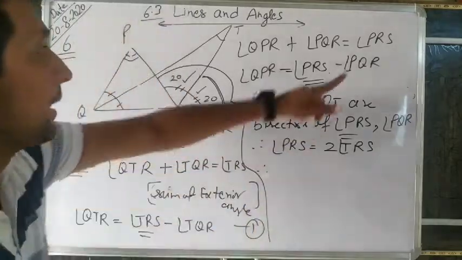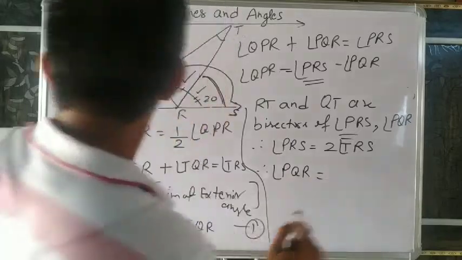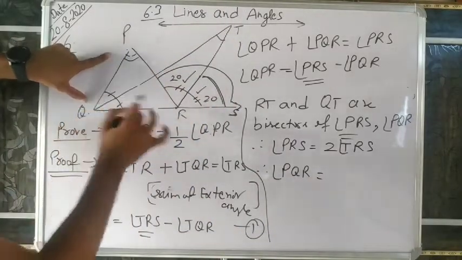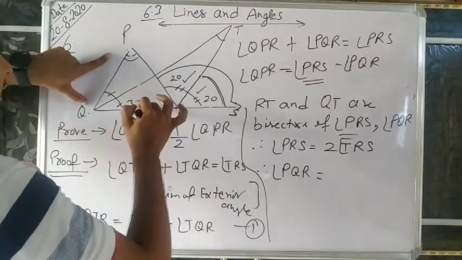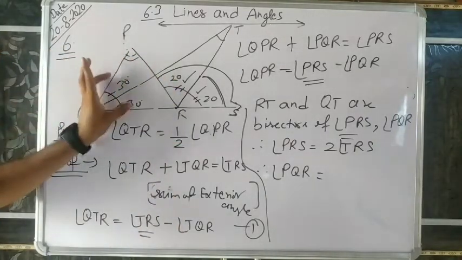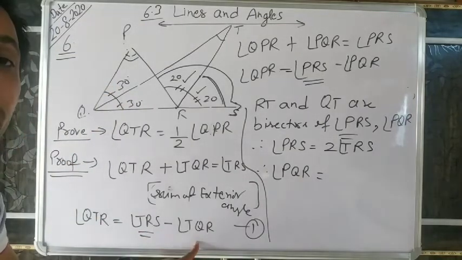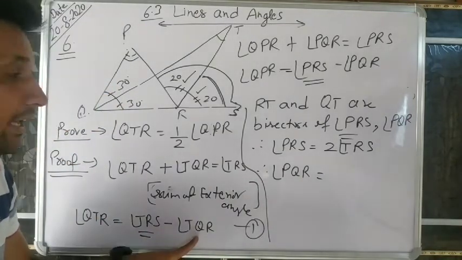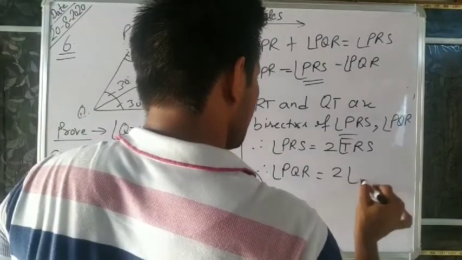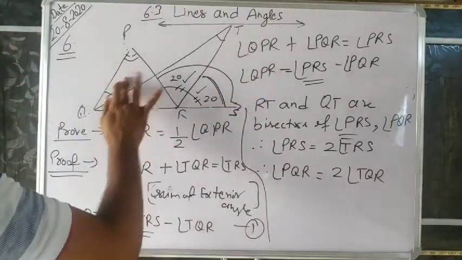We will do the same in angle PQR. QT is the bisector, so it means each part is 30. PQR, which is 60, is equal to 2 times this one and 2 times this one. But we need it in the form of TQR, so PQR is 2 times angle TQR. Do you understand?